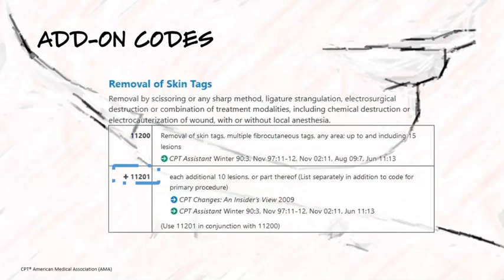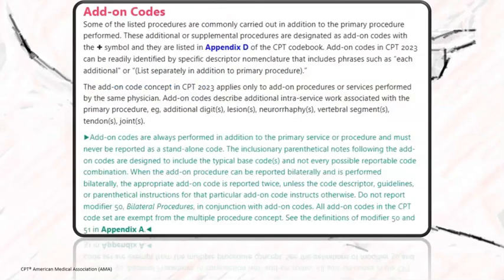An add-on code is used with a procedure performed and reported in addition to a primary procedure. Again, the plus sign next to a code in the main text indicates it is an add-on code. Information on add-on codes is provided in the CPT coding manual. Add-on codes are additional or supplemental procedures. An add-on code describes a service that is performed in conjunction with the primary service by the same practitioner.